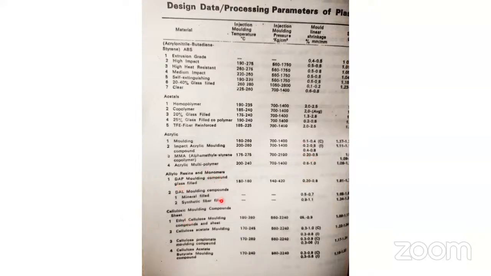Now allyl resins and monomers, diallyl phthalate, DAP, friend, they have given some chart here, and cellulose ester, cellulose butyrate, cellulose nitrate, and at what temperature they melt. But these are natural based polymers, so the pressure required is very high for this.